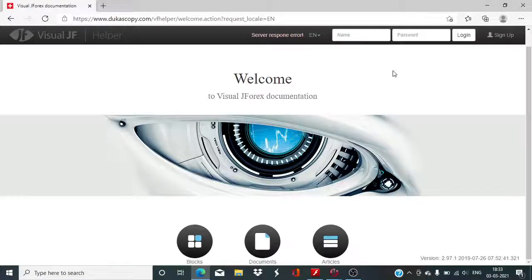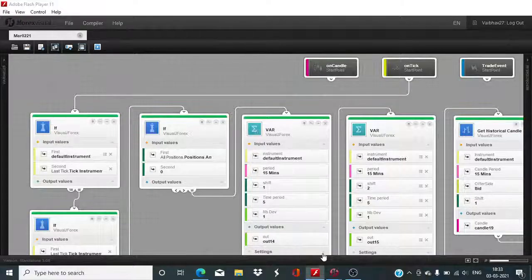Today's session of Visual JForex, I will be continuing with the algorithm development demonstration using the indicator variance. So let us head to the Visual JForex board, which has been developed by the Dukascopy Bank SA.